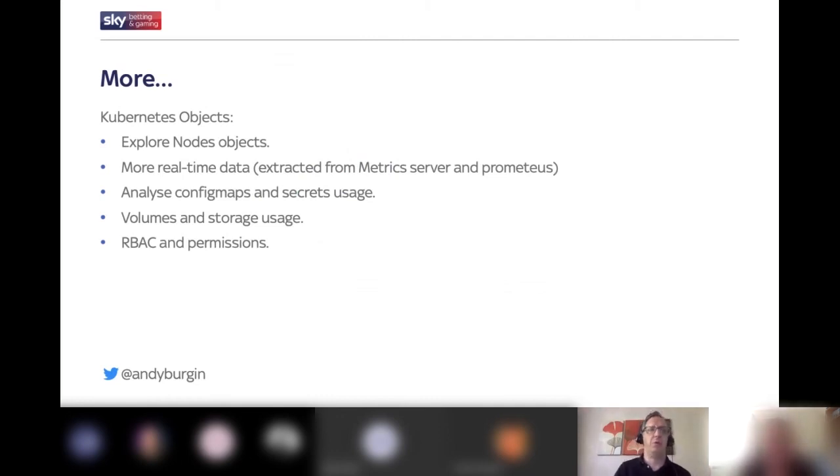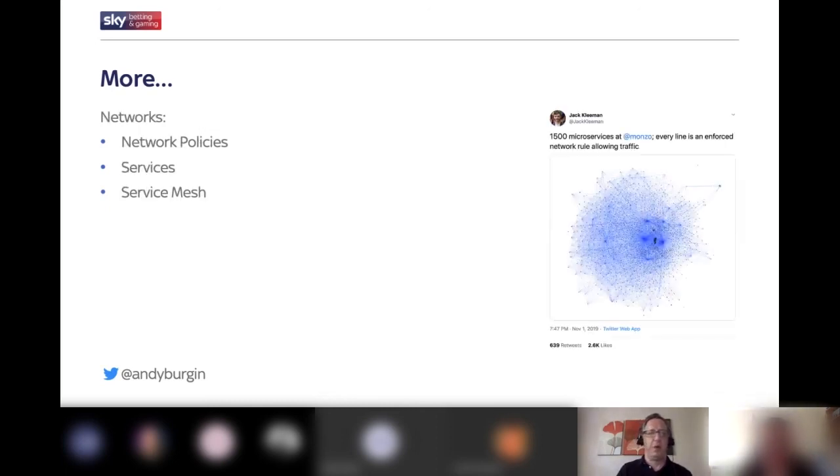Okay, what can we do next with this? Well, we could add more or different Kubernetes objects into the cluster. We could look at how storage is being used. We could look at the security rules and the permissions across the cluster. And we can look at more real-time data as well by pulling that out of maybe the monitoring system to enhance that real-time view. But the really obvious one is looking at networks and the connections between things in the cluster and each other.